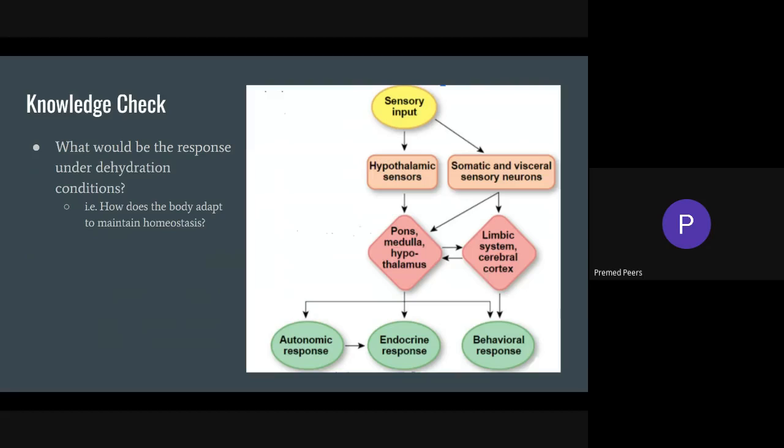But yes, so you can have an autonomic response, vasoconstriction, an endocrine response, ADH release, and then a behavioral response, thirst and drinking water to regain homeostasis. And oftentimes your autonomic response can feed into your endocrine response. So that's also something to keep in mind, just the bigger picture. And tying it back to your own experiences sometimes is helpful, at least it has been for me whenever I'm studying physiology. So yeah, any questions over that?